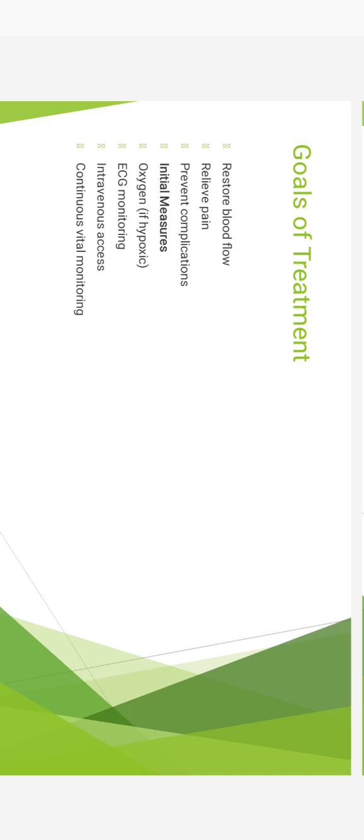The main treatment goal is to restore coronary blood flow as quickly as possible, relieve symptoms, and prevent complications. Initially, patients are monitored carefully with ECG and vital sign assessment. Intravenous access is established to administer medications. Oxygen may be provided in patients with low oxygen saturation. Pain management is also important because severe chest pain increases sympathetic stimulation and cardiac workload.